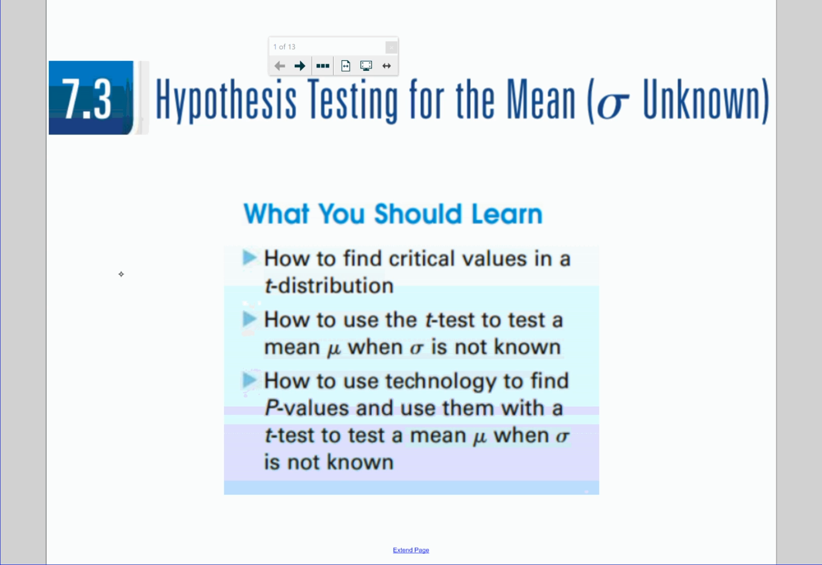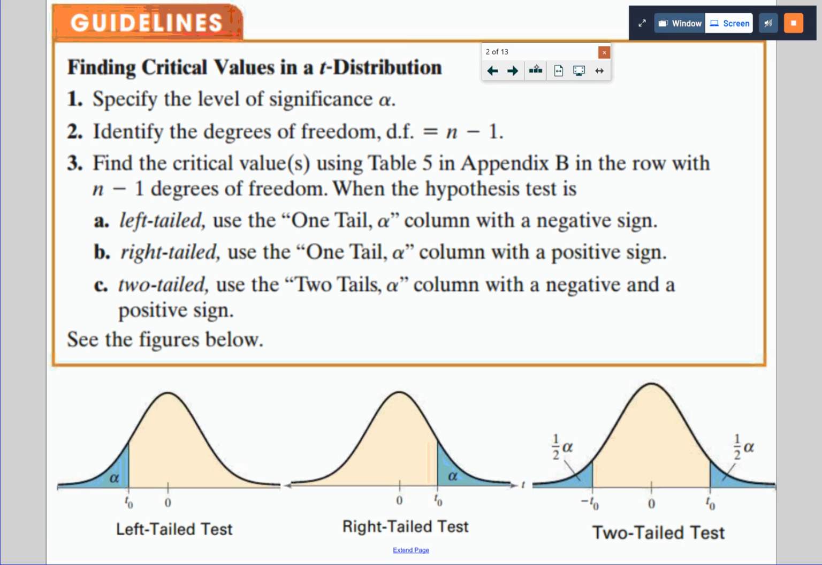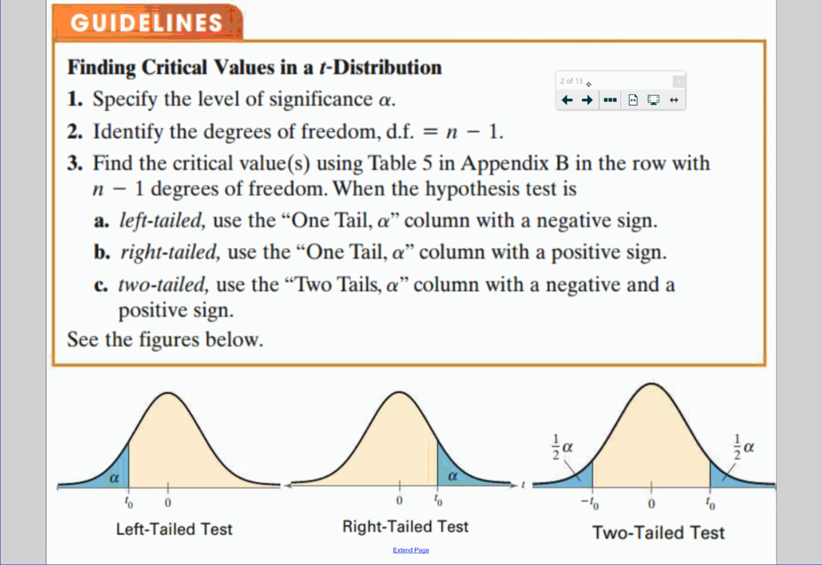7.3. We don't know the population standard deviation. So we will be hypothesis testing again with rejection regions. Rejection regions are what we talked about yesterday with our standard normal table. So a lot of this is going to look similar. We're going to need to find critical values, but this time it's just going to be on a different chart.